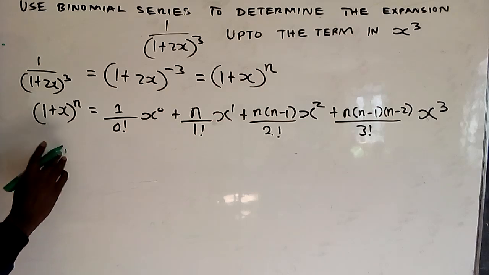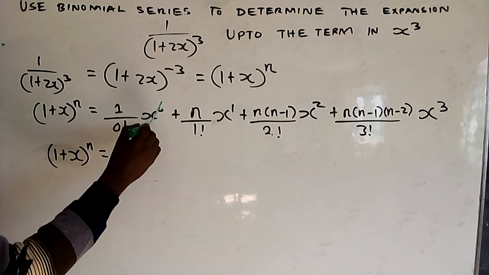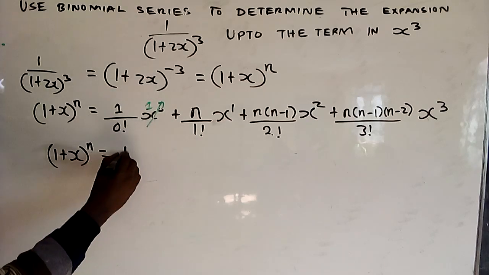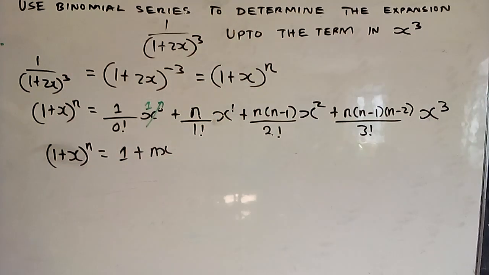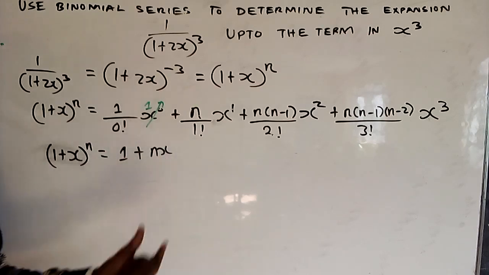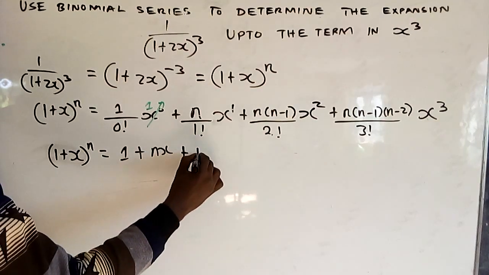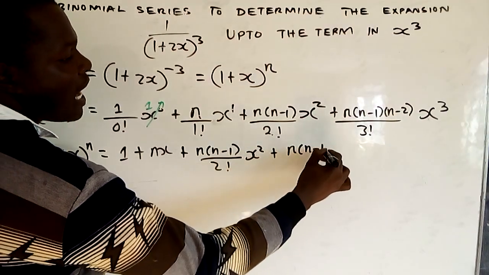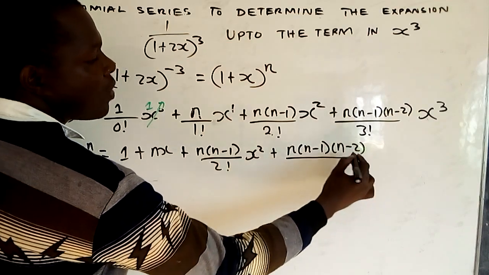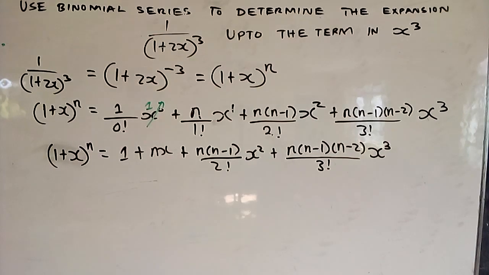So here we have 1 plus x raised to power n. 0 factorial is 1, x raised to power 0, anything raised to power 0 is 1, so the first term is 1. The second term here is nx, since 1 factorial is 1 and x raised to 1 is x. So the first 2 terms of the binomial expansion are 1 plus nx. Then the third term is n into n minus 1 over 2 factorial, then x squared. The fourth term is n into n minus 1 into n minus 2 over 3 factorial, then x cubed. So that is simpler, isn't it?